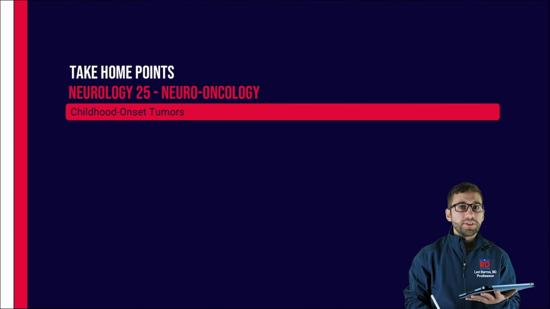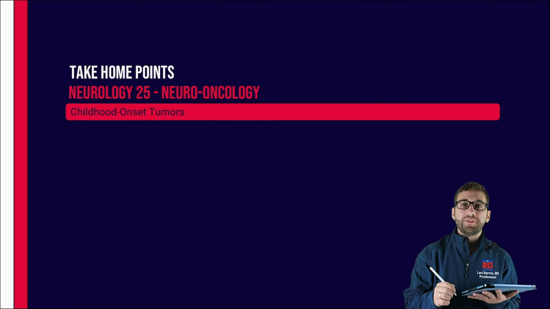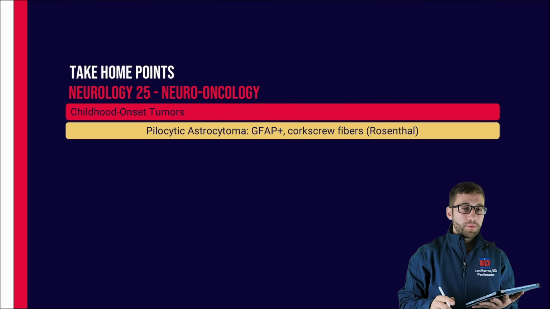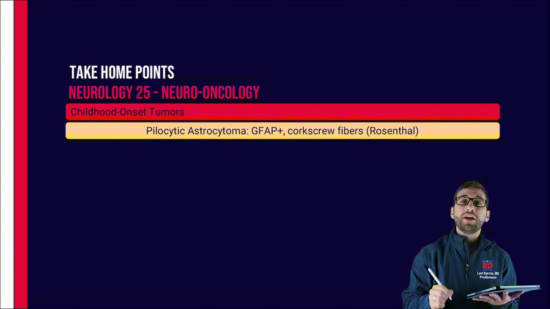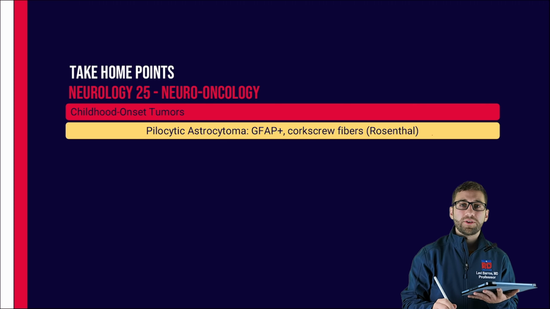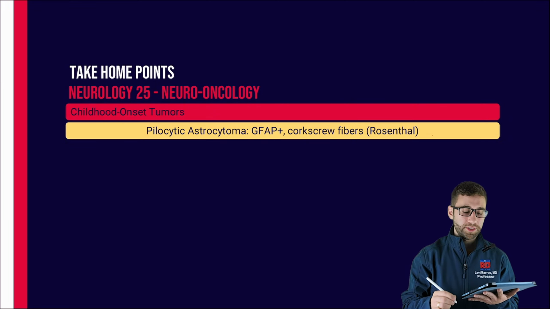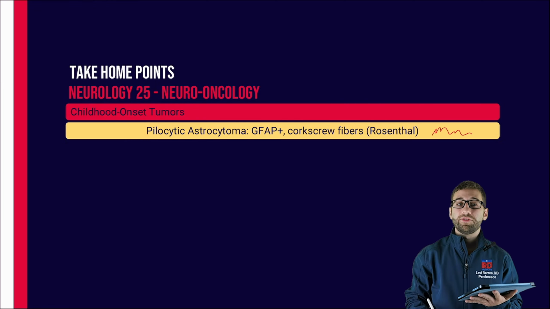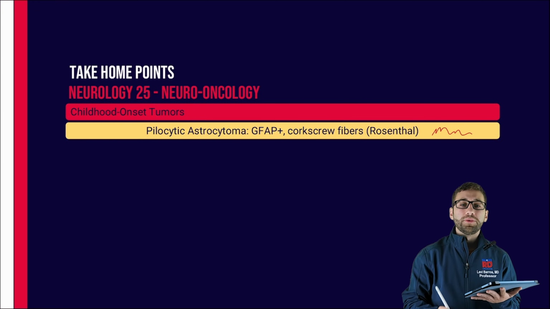These include pilocytic astrocytoma, medulloblastoma, ependymoma, craniopharyngioma, and pinealoma. Pilocytic astrocytomas are benign tumors typically found in the cerebellum. They are GFAP positive and histologically characterized by corkscrew-shaped Rosenthal fibers, like this, very pinky ones. These tumors often appear cystic on imaging.